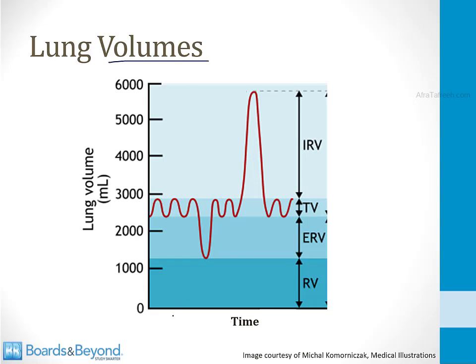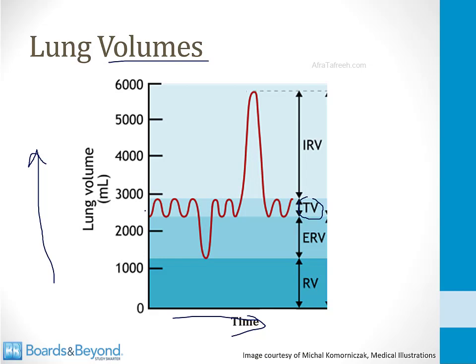On this graph, time is along the x-axis as a person is breathing, and the volume in the lungs is along the y-axis. And the red line is going up and down as the person inhales and exhales. First important volume is called the tidal volume, the TV right here. And this is the volume of air that moves in and out with quiet breathing.